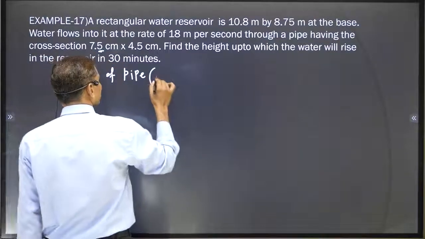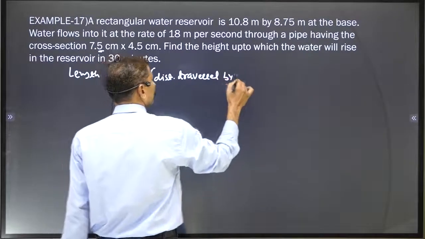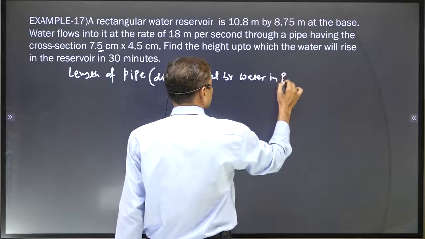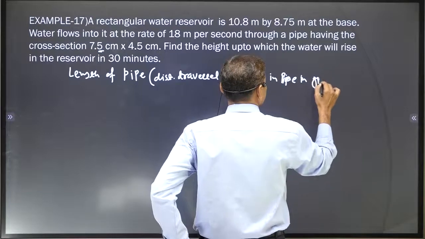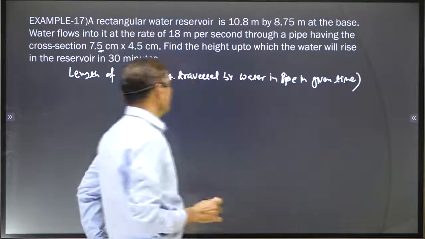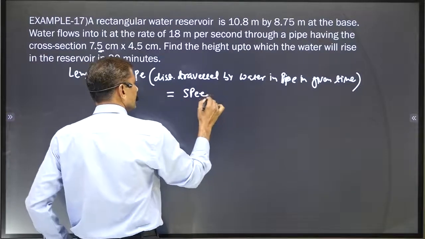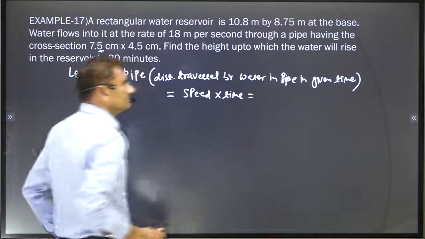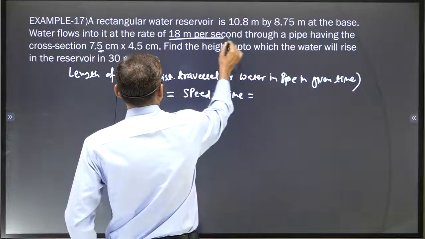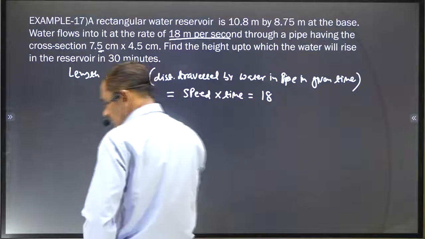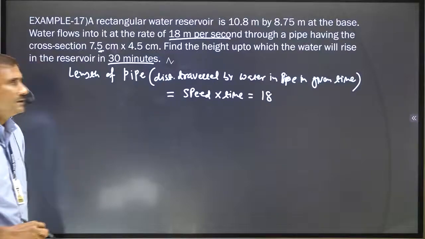Okay. So in bracket I am writing: distance traveled by water in pipe in given time. So in a given time, how much distance traveled by the water in pipe? So it is found by speed into time. Okay. So speed is here given, 18 meter per second. So it is 18, you can say meter word is there and second word is there. And time is given here in minutes.